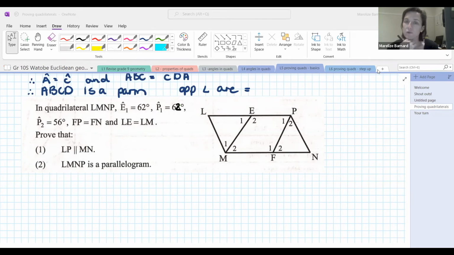Start the process first of filling in everything that's written. And then devise a strategy, a game plan. Use the information that you have to prove this parallelogram. And don't assume anything. Only work with what is given. If there are no parallel lines given, don't assume that they are there.